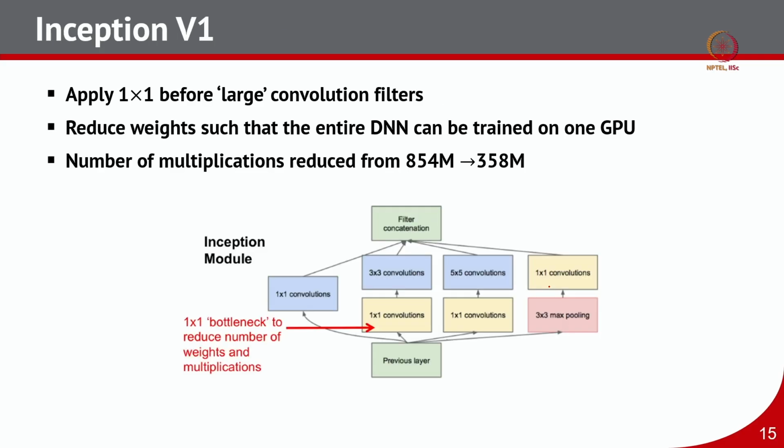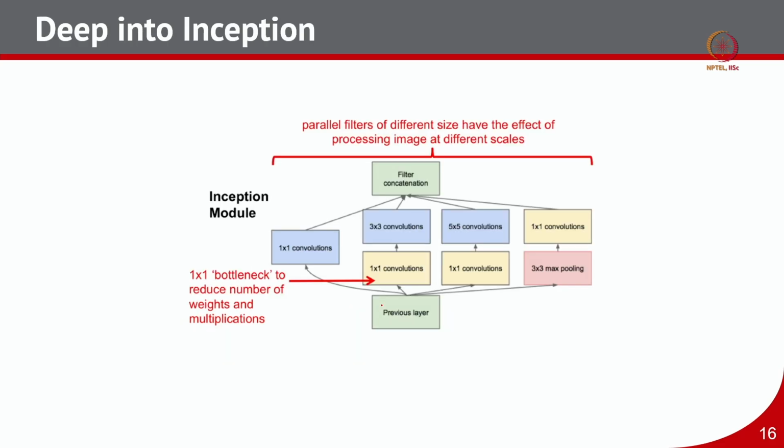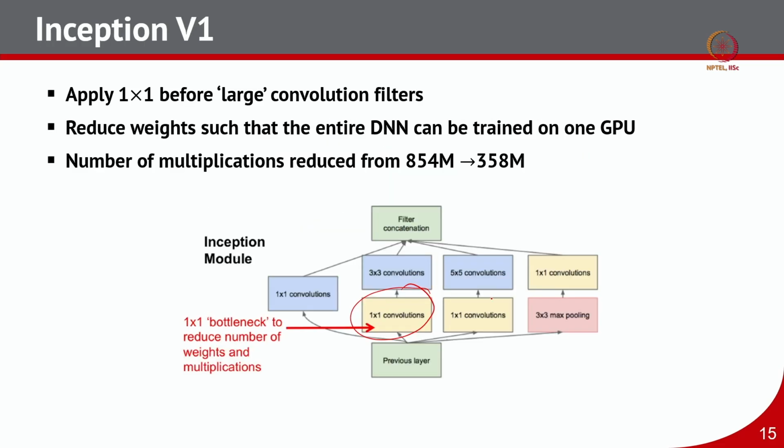Now, the main concept of Inception V1 is to apply 1 by 1 convolution before large convolution filters. As you can see, there are multiple one by one convolutions. These are called one by one bottlenecks. This one by one bottleneck is used to reduce the number of weights and multiplications, right.